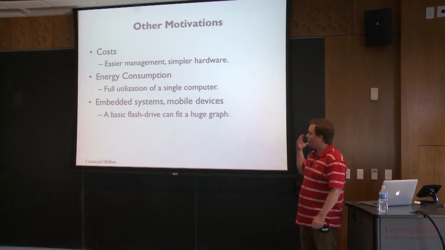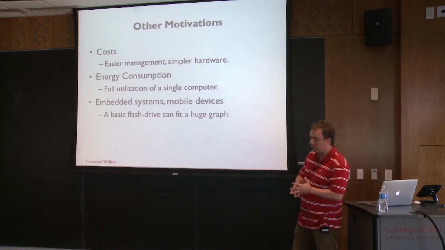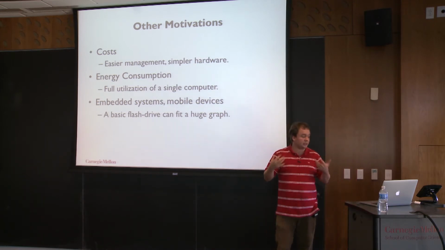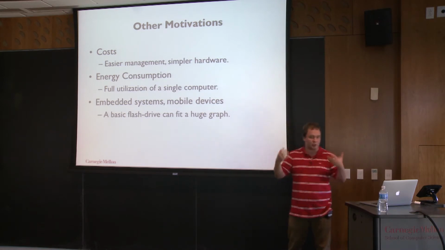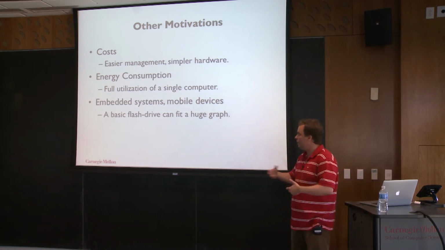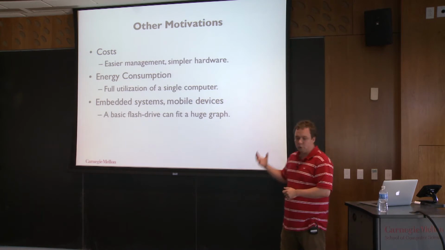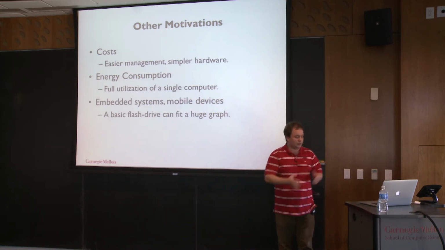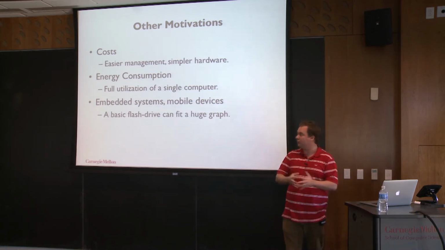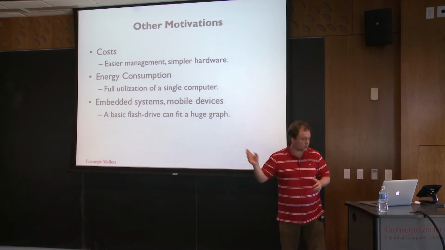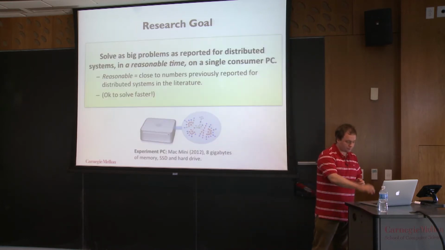Costs, energy consumption, like the New York Times just had an article that data centers are humming with a lot of spare capacity, which is just running idle and doing nothing. So if you can do it this way, you can use one single machine 100%. And of course, embedded systems and so on.